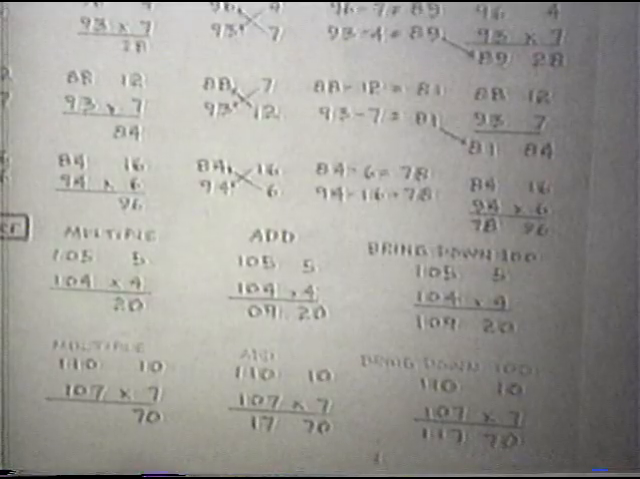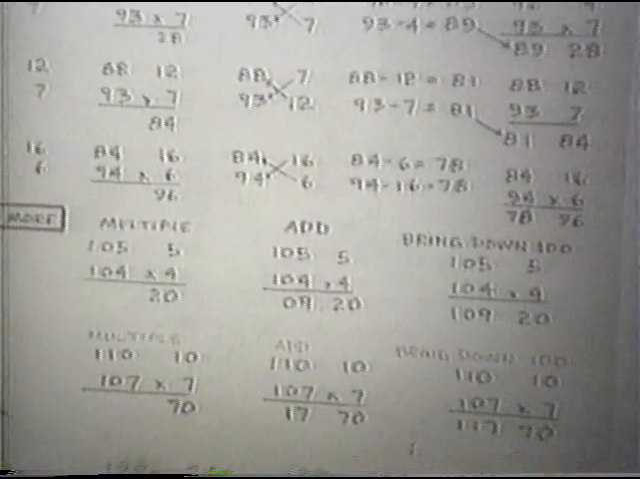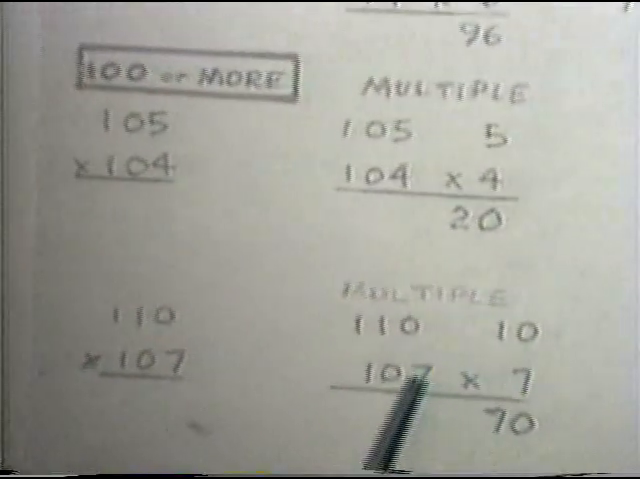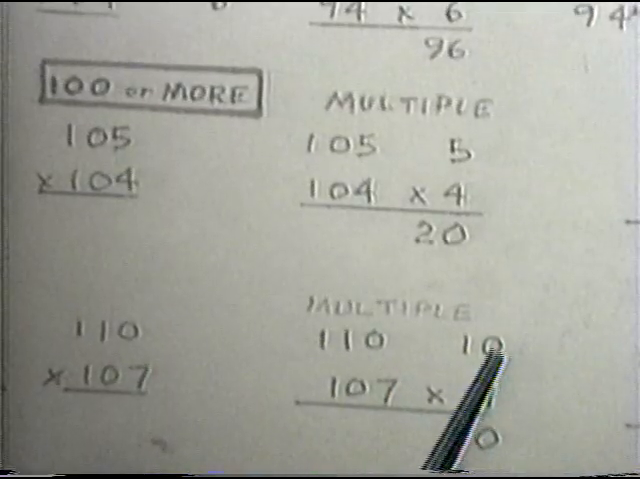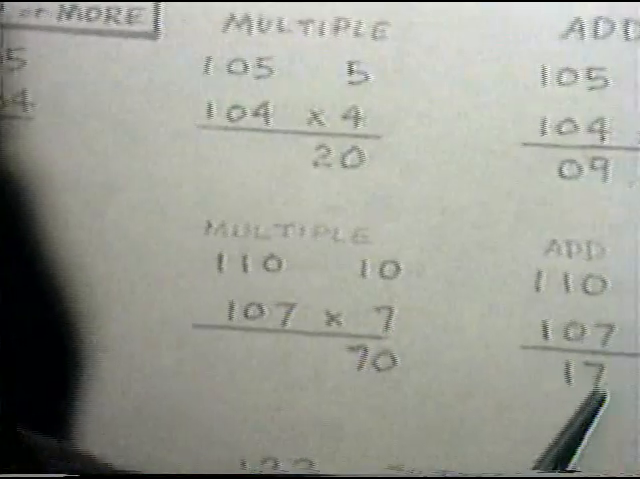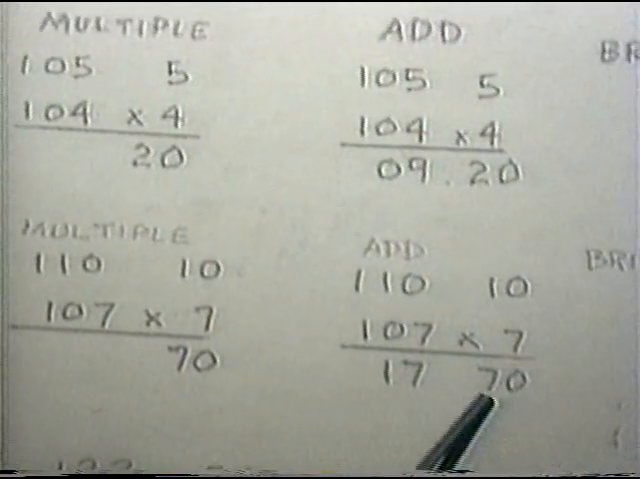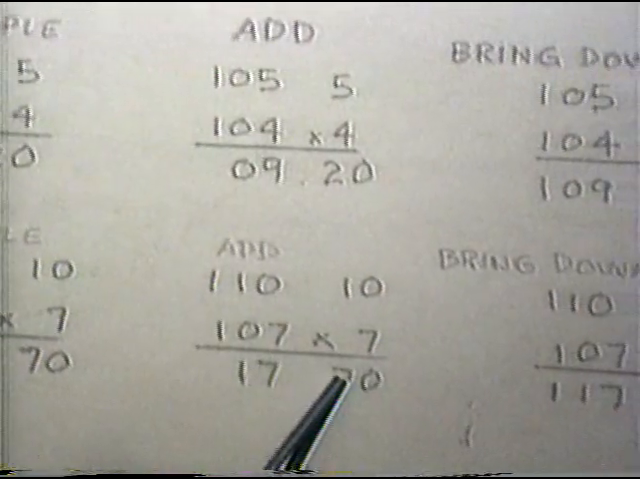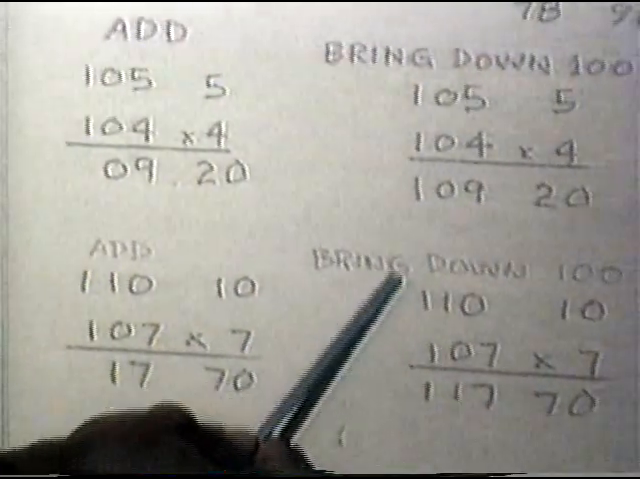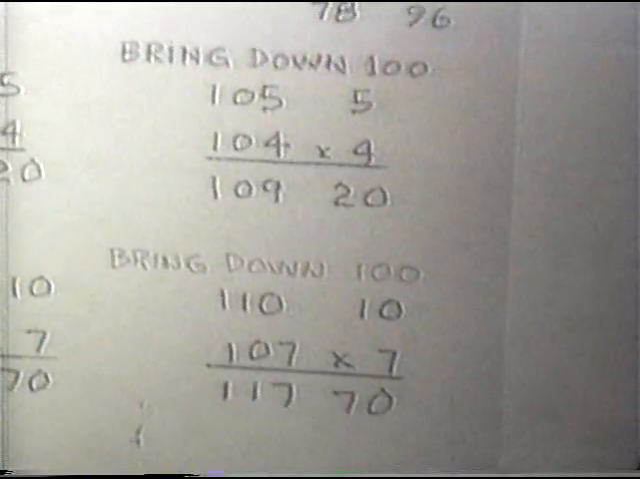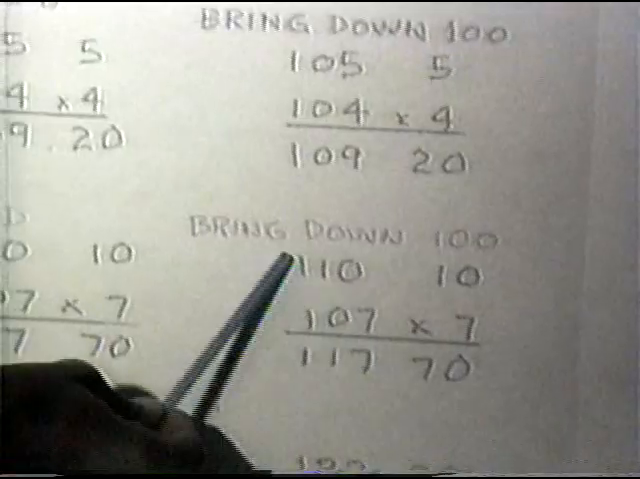Let's do another complementary multiplication for a number over 100. 107 times 110. What do we do? We multiply this 10 and this 7. 7 times 10 is 70. Then we go over and we add this 10 and this 7, which gives us 17. Remember, we have the 70 from the 7 times 10. So we have 17 and 70. Then we bring down the 100. So we have 11,770 for 107 times 110.